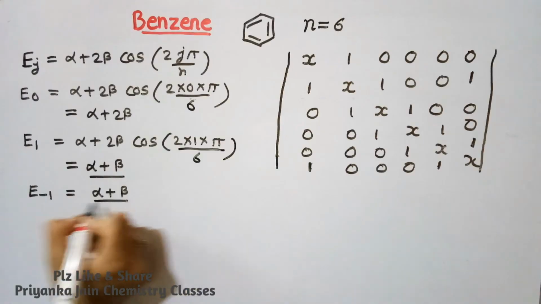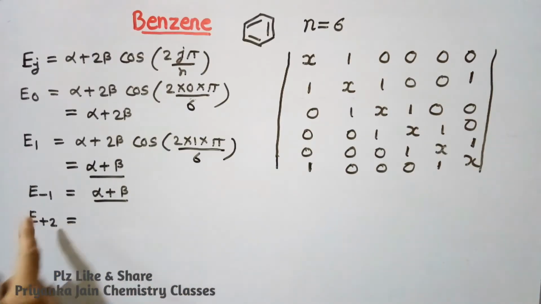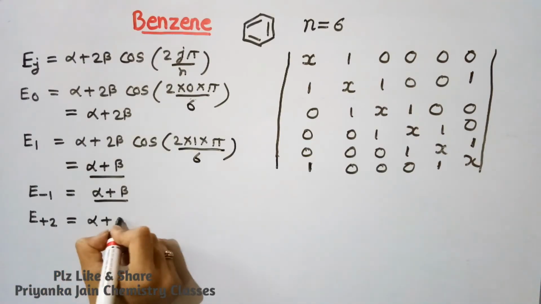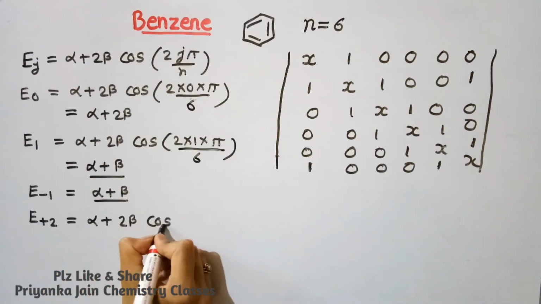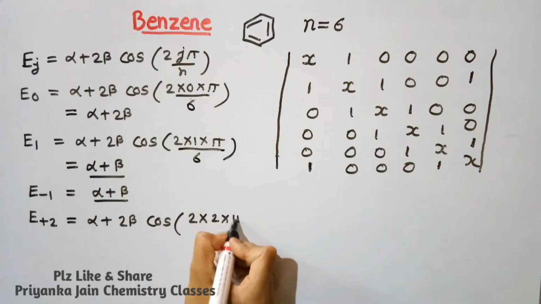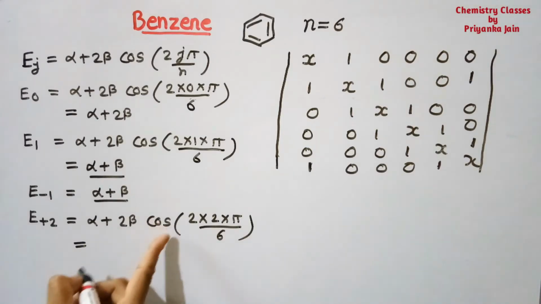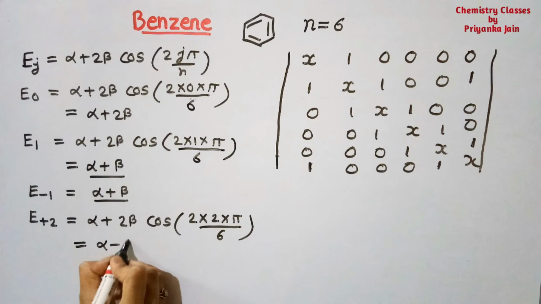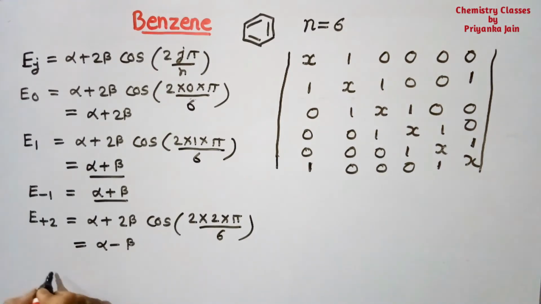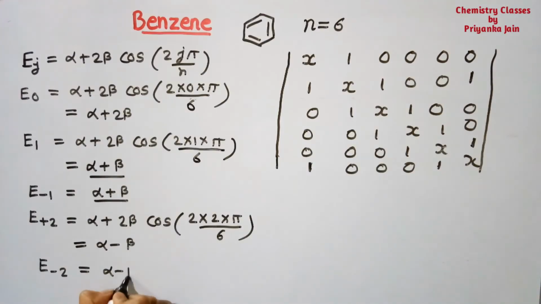Then we have to find out for E plus 2, j is equal to plus 2. So now see here alpha plus 2 beta cos 2 into 2 pi upon 6. It means this is equal to 2 pi by 3 or cos 120 degree, and its value is equal to minus half. So when we put minus half here, this level will be alpha minus beta. Similarly when we put j is equal to minus 2, this level will also be alpha minus beta.